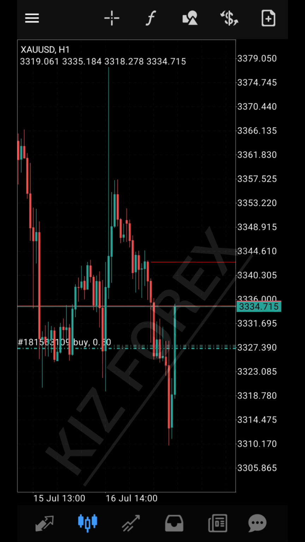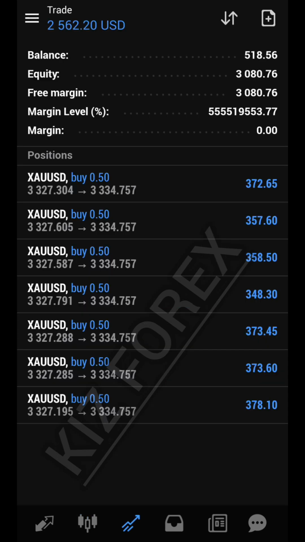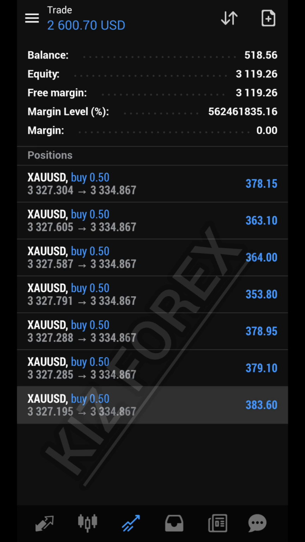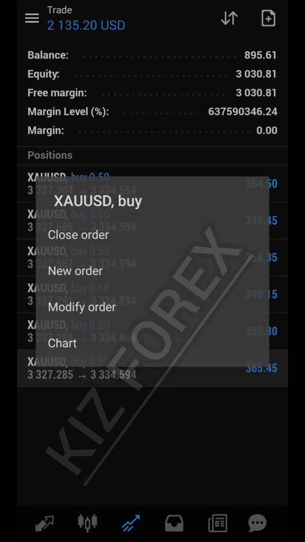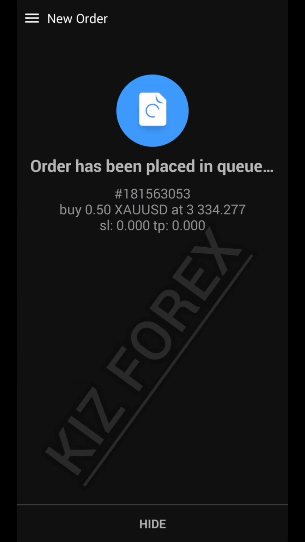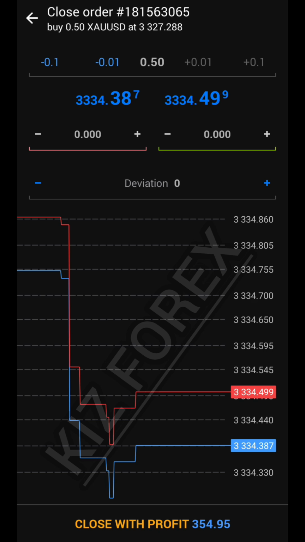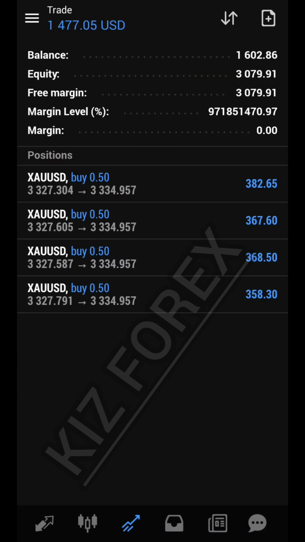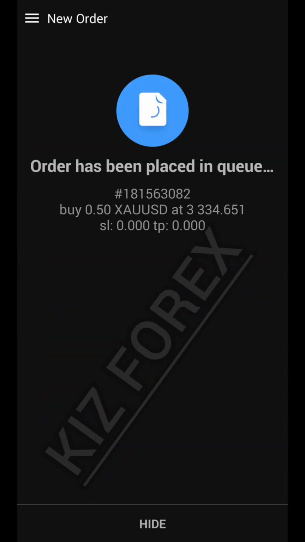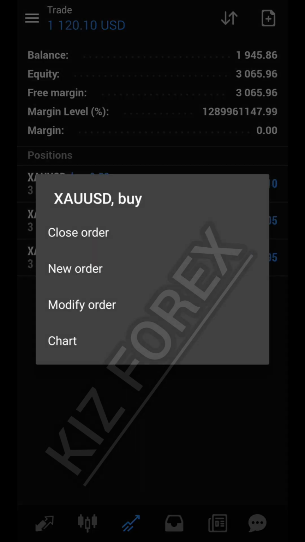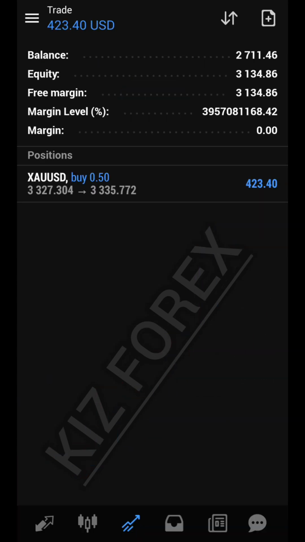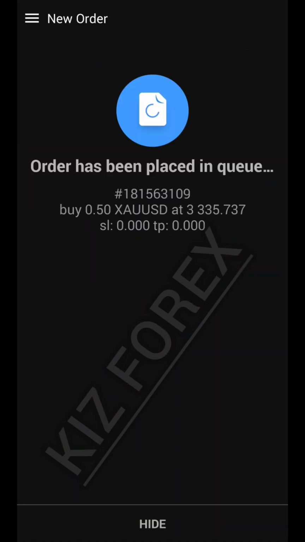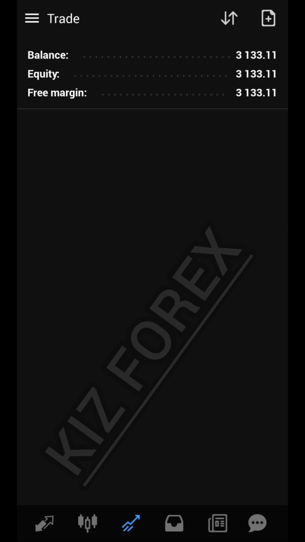So what we are going to be doing right now is to quickly secure our profit and close our trades. Let's start closing up. All right, we are closing our trades. Let's quickly close, so that we secure our profits, because we've hit our target. All right, we're closing. Good. Now we have closed our trades.